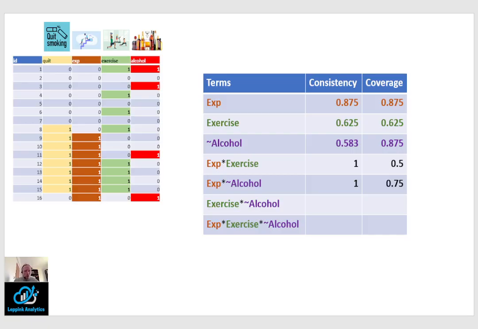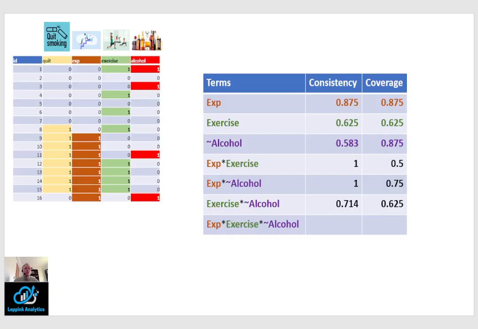In other words, both the combination of health intervention and exercise and that of the health intervention and low alcohol intake constitute sufficient conditions for people to quit smoking, consistency of 1, but not necessary conditions since the coverage is far from perfect. Next, the combined occurrence of exercise and a low alcohol intake.